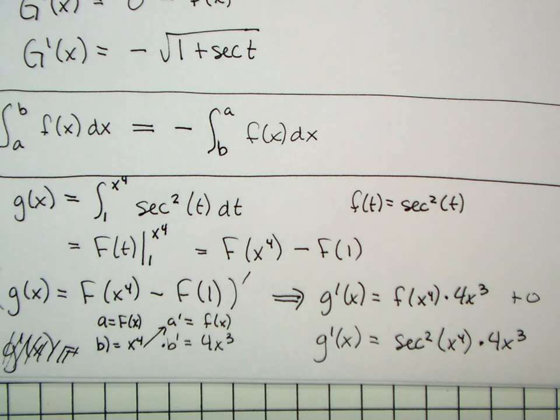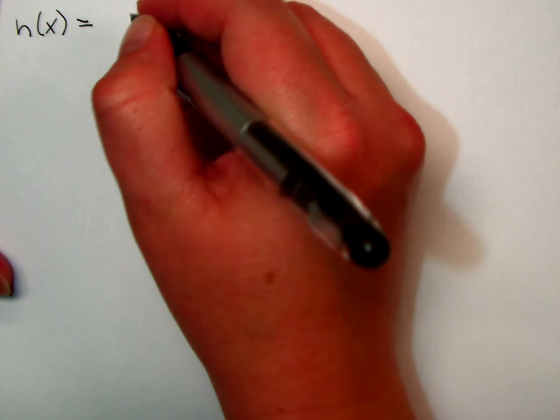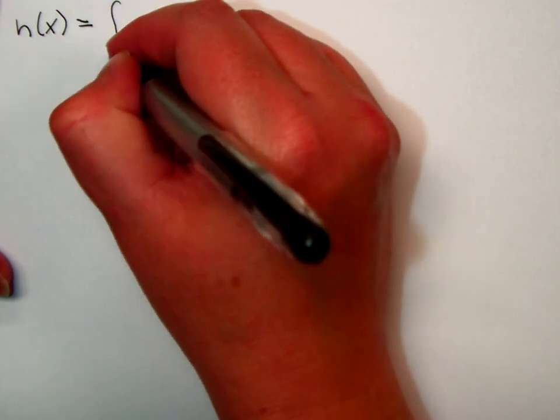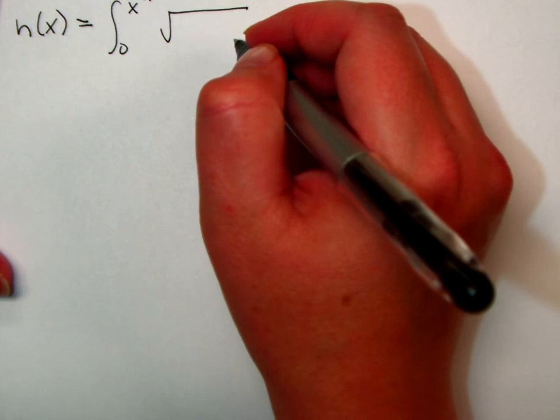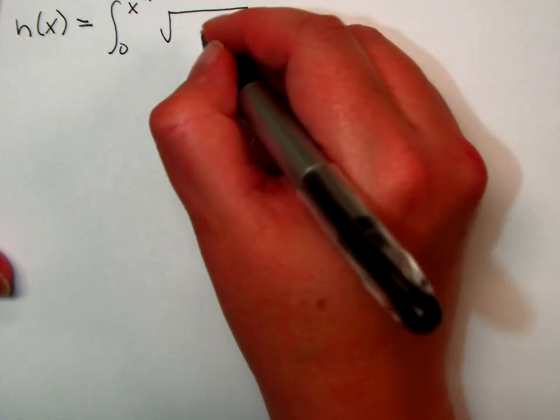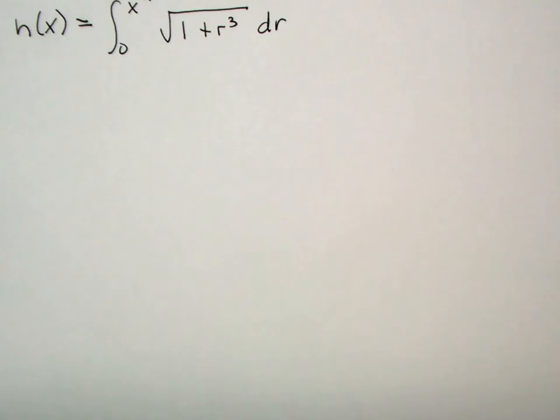Okay? So let me do a few more like that. Let me pull up the homework here real quick. I know you probably can't see what I'm doing, but let me just write it down and then I'll get the screen moved where you can see it. So let's go 0 to x squared, square root of 1 plus r cubed dr.